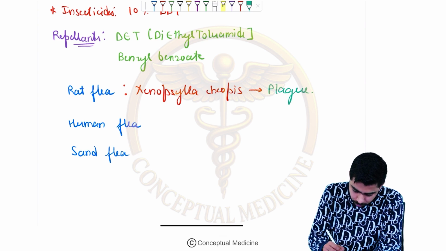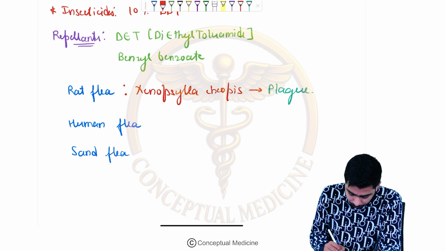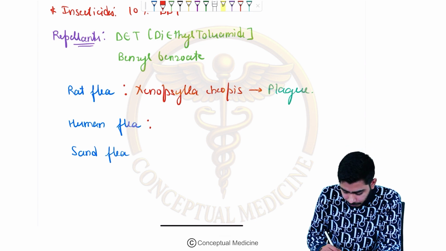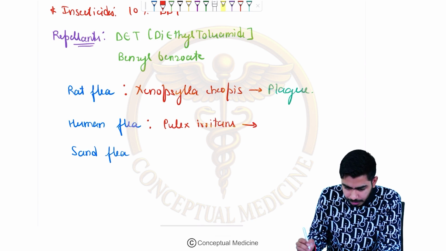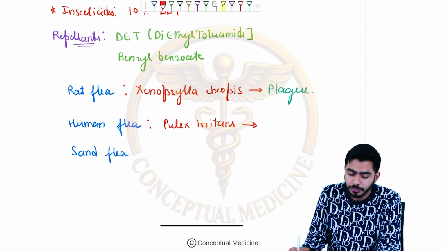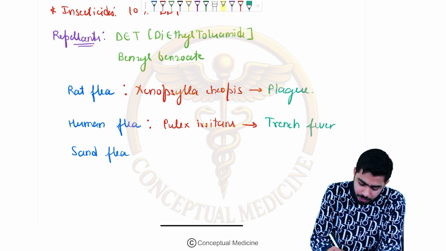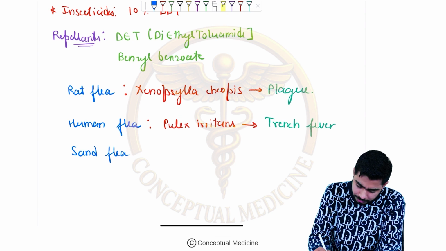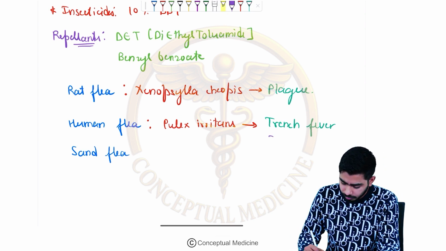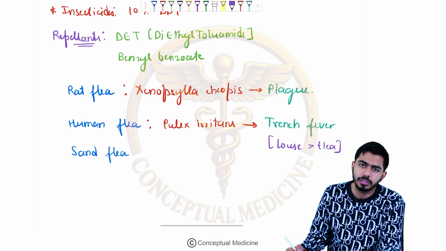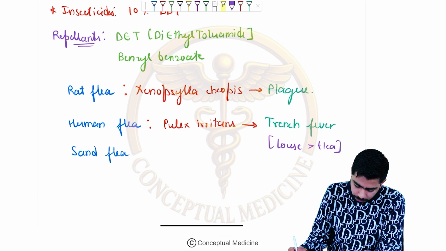If we talk about the human flea, then it is called basically the Pulex irritans, right? And they are capable of spreading trench fever. Okay, trench fever. I told you that trench fever is also spread by the louse or the lice, right? But it can spread from the flea also. So louse is the first choice if it is given in the exam. Then if it is not given, then you might choose the flea as well, right?